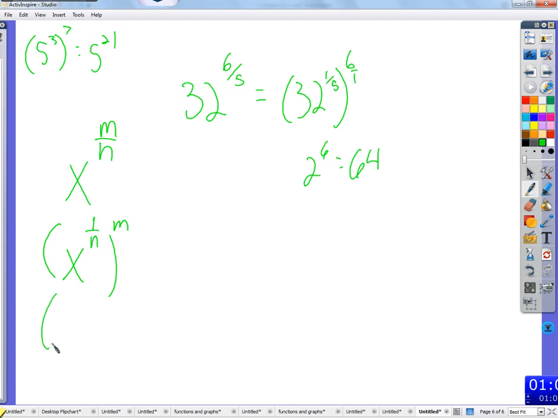What does x to the 1 over n mean to me? That thing, right? The nth root of x. Okay, so we've described it specifically for like the 5th root of 32, something like that. But in general, what are we looking for?